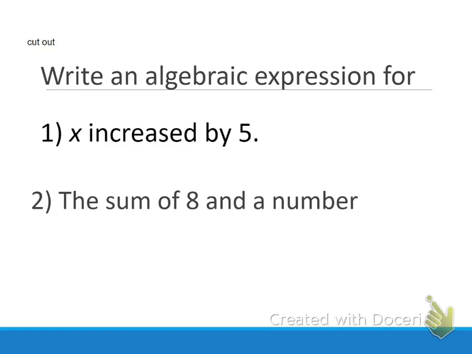So let's look at the first one. What word tells us which operation to do? What word, raise your hand if you know, tells us which operation to do? What word? Austin? Increased means to do what? Add. Good. So increased is add. X is what came first. Increased by 5. So X increased by 5 means X plus 5. Write that on your paper. We should be inside that foldable, that doodle note, okay?